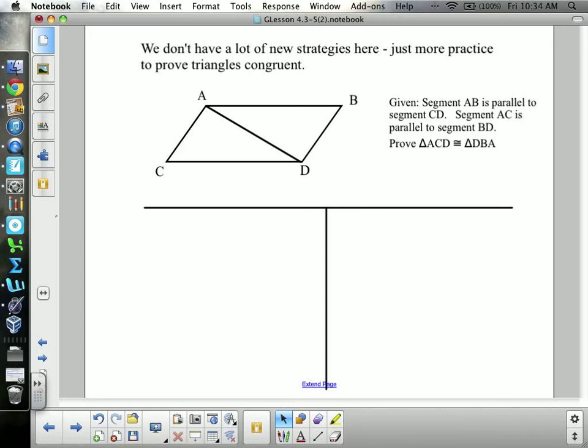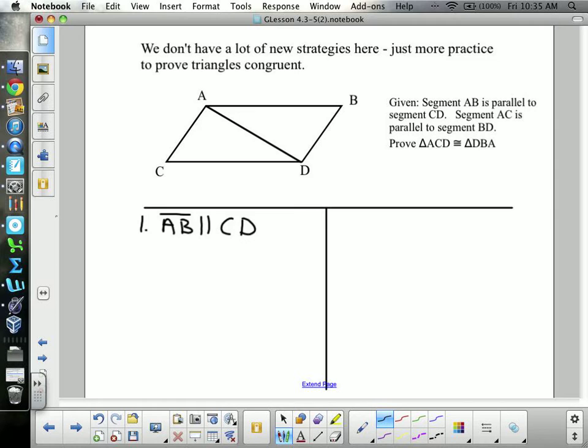Given segment AB is parallel to segment CD, segment AC is parallel to segment BD, prove the triangles are congruent. All right, so let's start out. Now, we didn't do a lot of this yesterday. We talked about this, but this is kind of new. AB is parallel to CD. That's given. Okay, I should mark that. AB is parallel to CD.